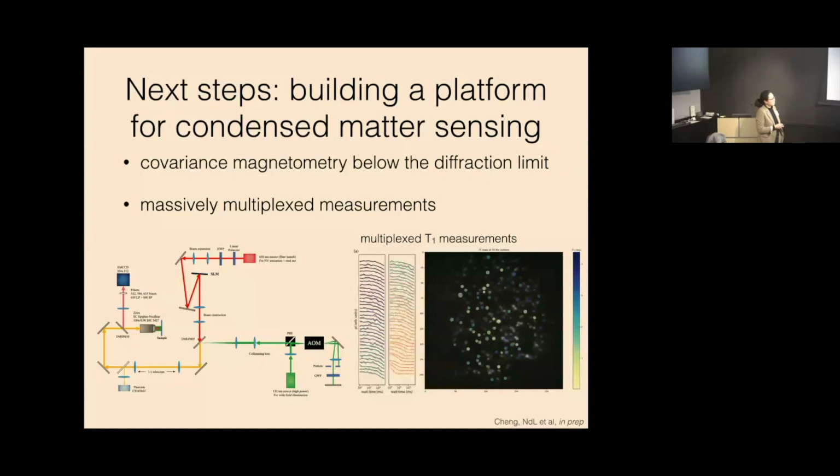We can even do multiplexed dynamics. So this is now a map of the T1 across, I think this one was 70 NV centers across an entire field of view. And again, we get this measurement in a very short period of time.